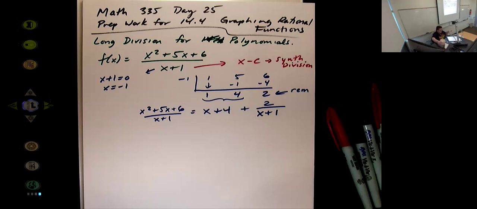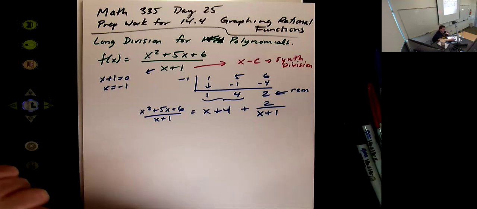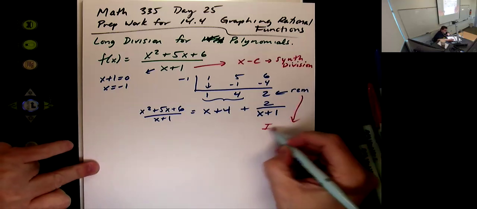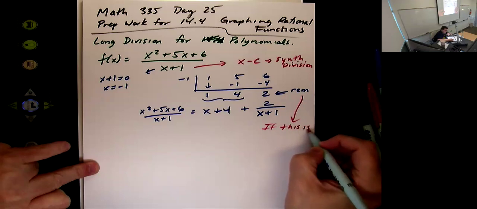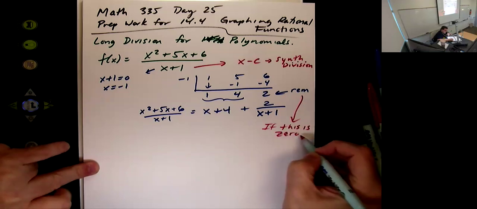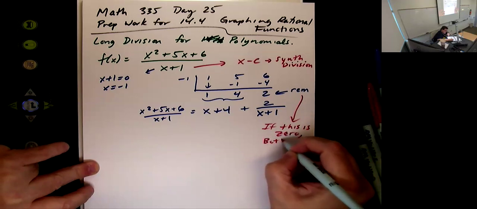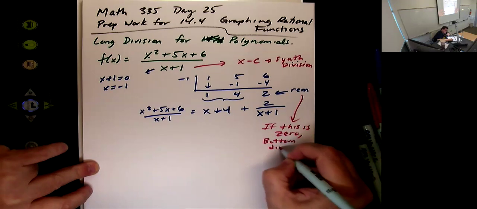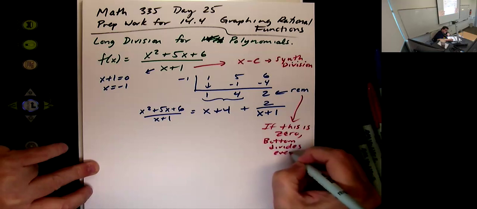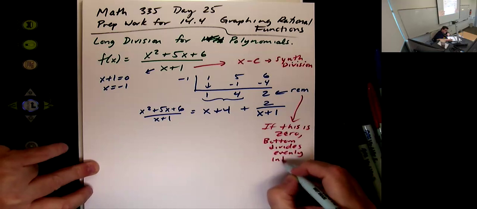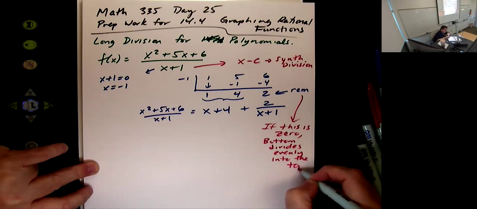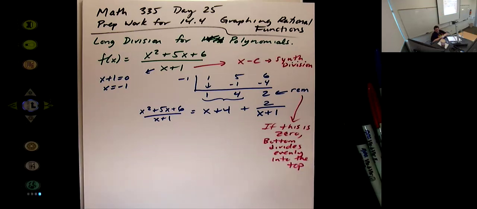If there's a remainder of 0, I'll make a little note of that here as a reminder. If this is 0, the bottom divides evenly into the top. Like when we were doing it for the last couple sections, we were just trying to find factors. We weren't working with rational functions like we are today. Here we actually have rational functions where there's x's on the bottom.